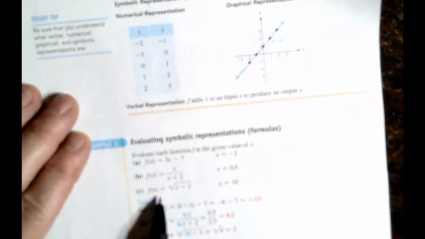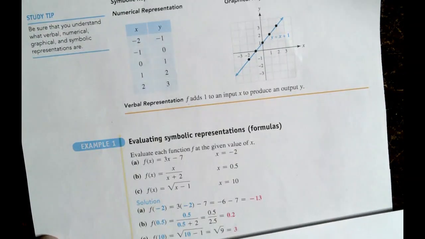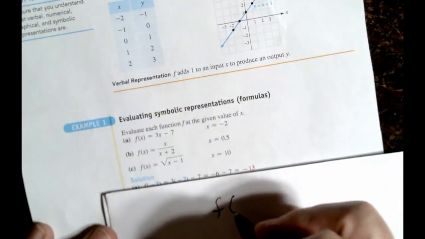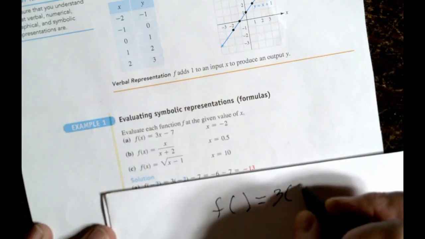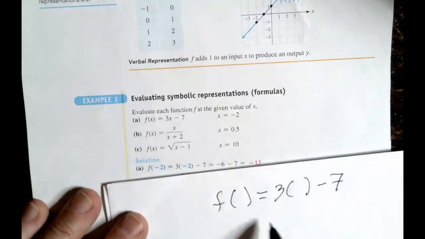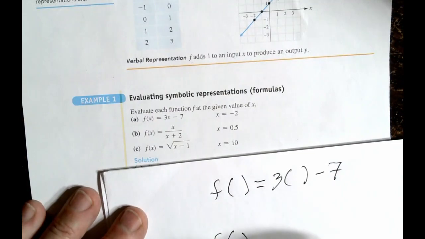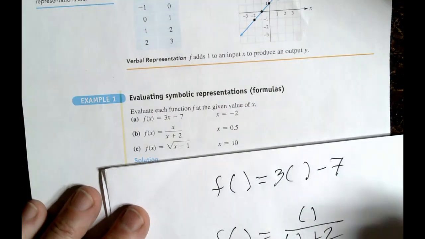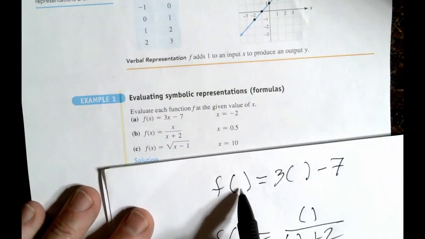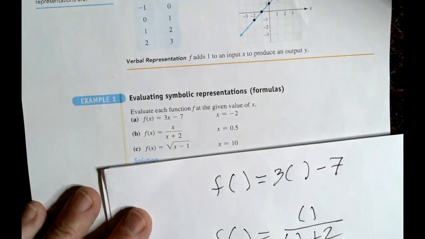Alright? And now if you want to evaluate a function, I recommend something that I came up with myself. I call it f of blank. Wherever you see x, you put a blank set of parentheses. So if f of x equals 3x minus 7, you write f of blank equals 3 blank minus 7. And for the second one, f of blank equals blank over blank plus 2. And you can do the same thing for the third one. So now, no matter what number or value they give you, you plug it in everywhere you see a blank set of parentheses, and then you just crunch it down and figure out your answer.